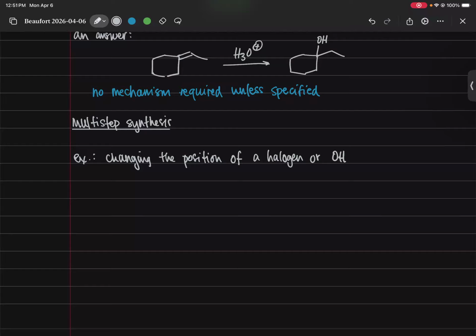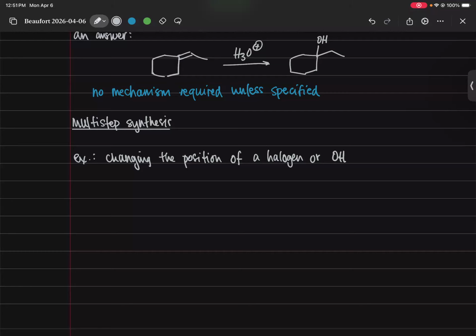Okay, so if you see a problem where you're asked to do a synthesis and you see that a halogen or an OH group has moved, you don't know a way to do that in one step. Okay, and so we'll have to do multiple steps. How do we do that?